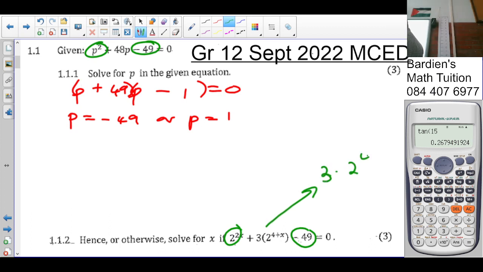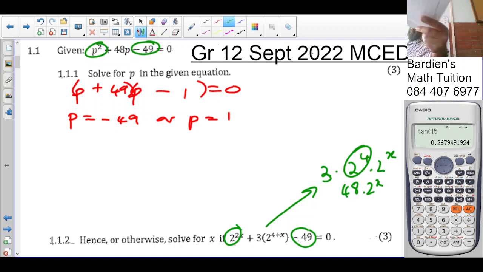times 2 to the 4 times 2 to the x. Now 2 to the 4 is 16. 16 times 3 is 48. So it's 48 times 2 to the x. Can you see? So there's a direct relation existing between these two equations.